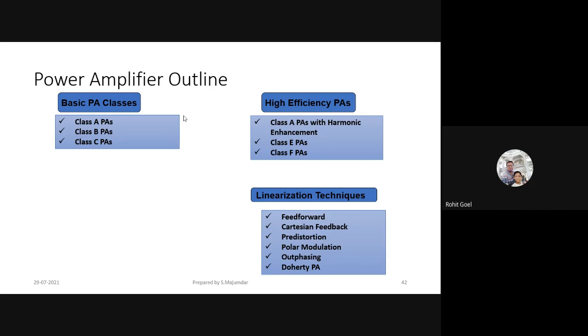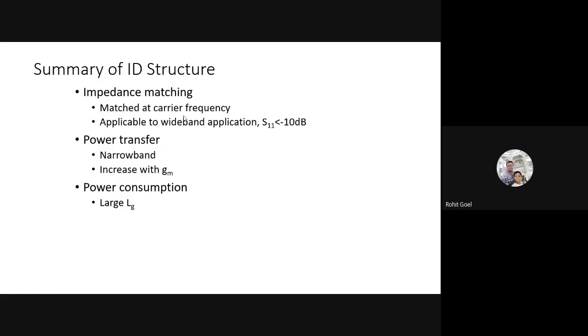Sir, how is this ID structure applicable to wideband applications? No, in the previous slide I have told here only the power transfer. It is used for narrowband. It is not for higher band. I am just telling how many types of input impedance matching networks are there, like common gate, then the ID structure for input matching only.